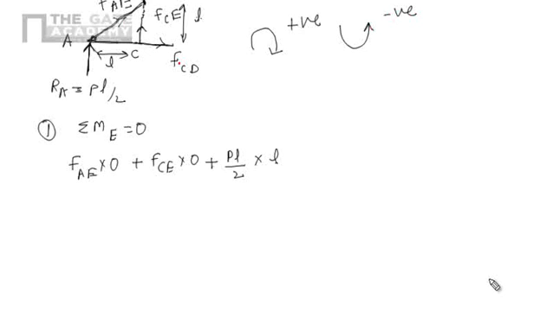Due to this FCD, at point E, the moment will be FCD into the perpendicular distance, that is L. And its nature is anti-clockwise direction, so negative, and the sum is 0.